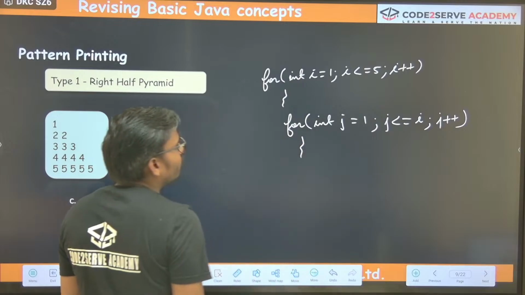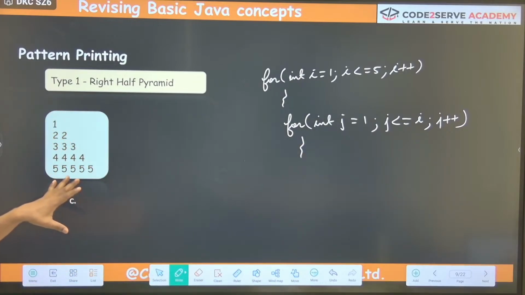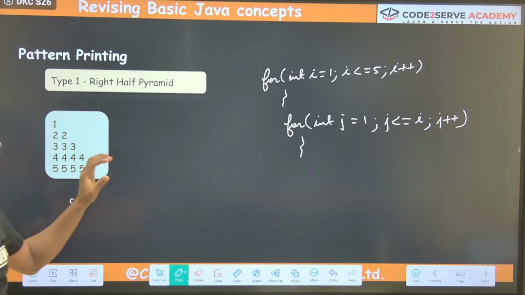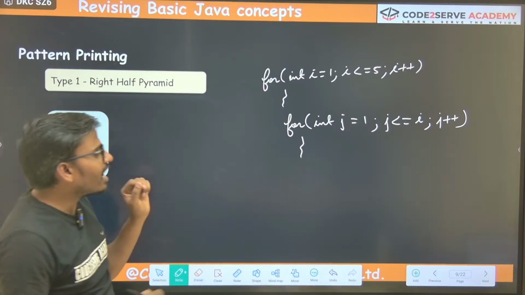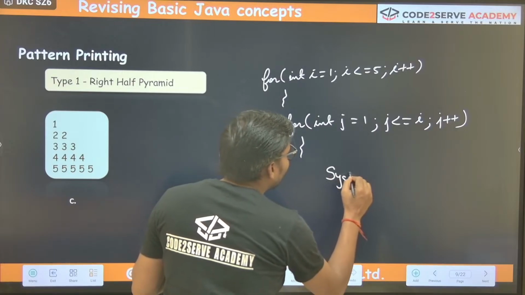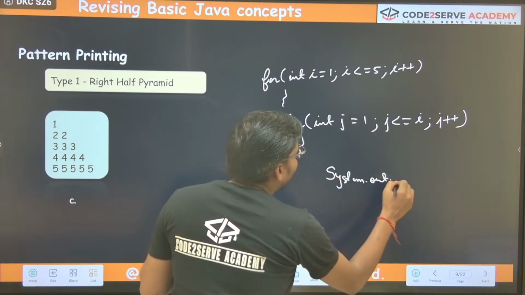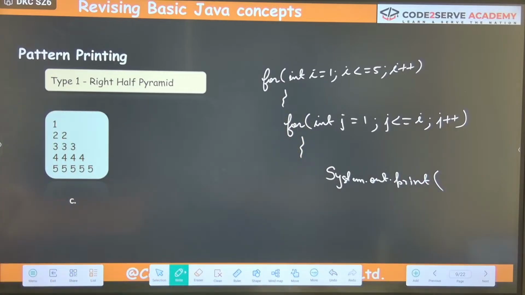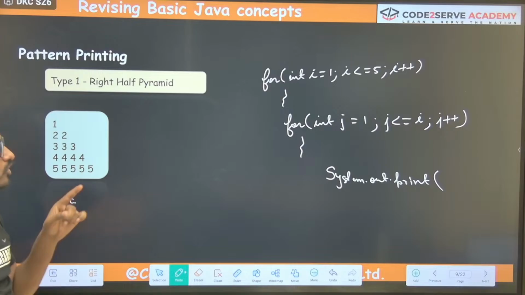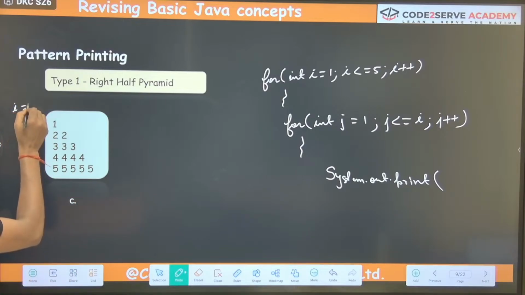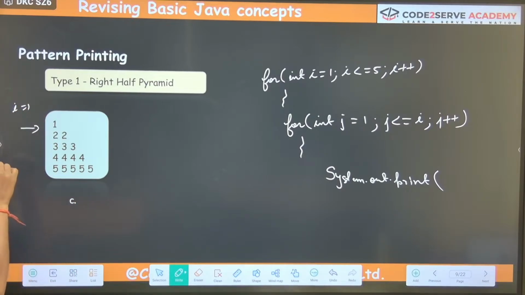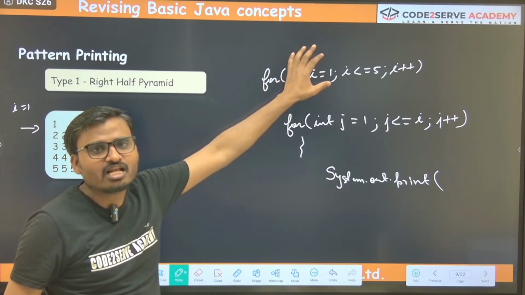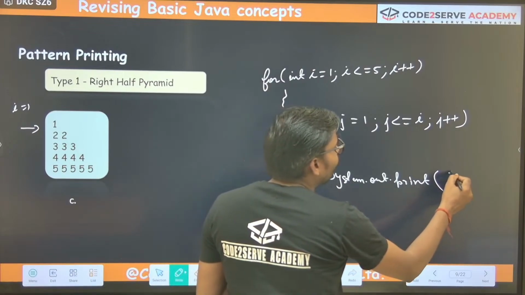All right, now over here the logic will change. Last time we printed 1, and before that we printed a star. So inside this block, what you are going to write is System.out.print, and what are we going to print? When the value of i is 1, then you have to print 1. When the value of i is 2, then you have to print 2. That means you will have to take help of i. So here you will print the value of i.